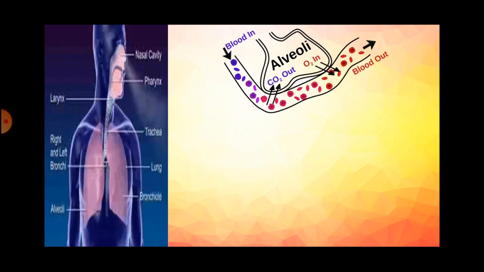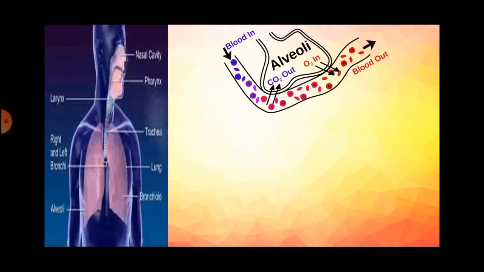So, in a living organism, respiration takes place at the body and cellular level. Body level respiration is the exchange of oxygen and carbon dioxide between the body and the environment. Cellular level respiration is the oxidation of foodstuffs inside the cell. So, this is how the process of respiration takes place.